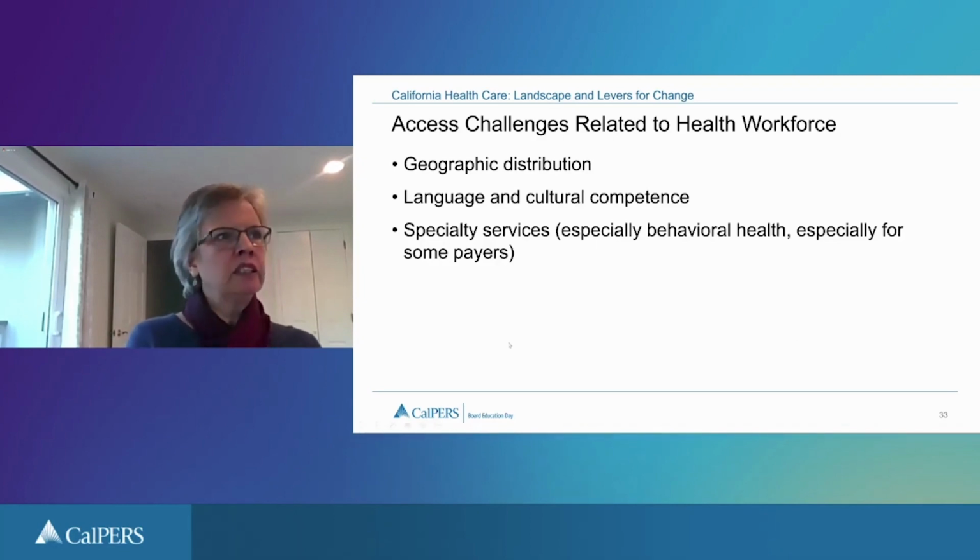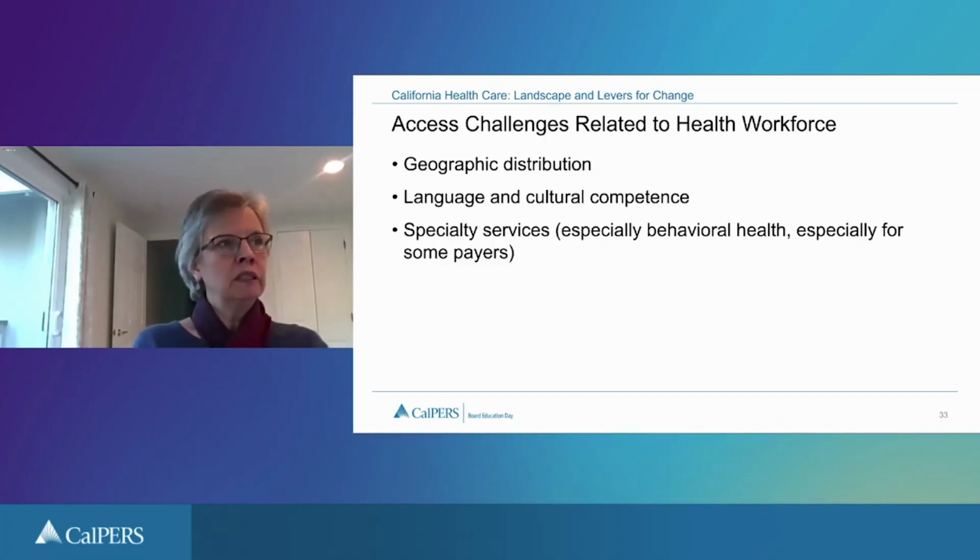Access to specialty services is also a concern, particularly for some specialties and for some payers. For example, fewer than half of California's psychiatrists see Medi-Cal patients. Delayed or foregone care can result.